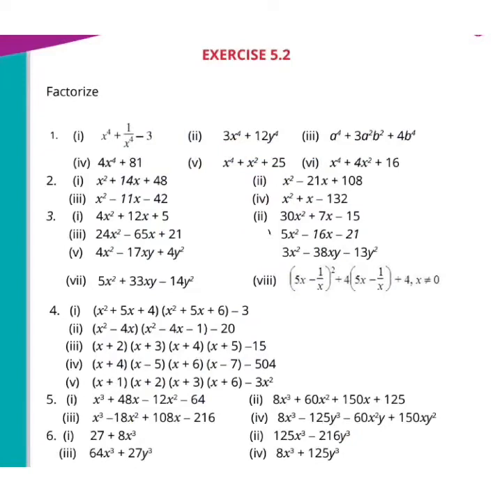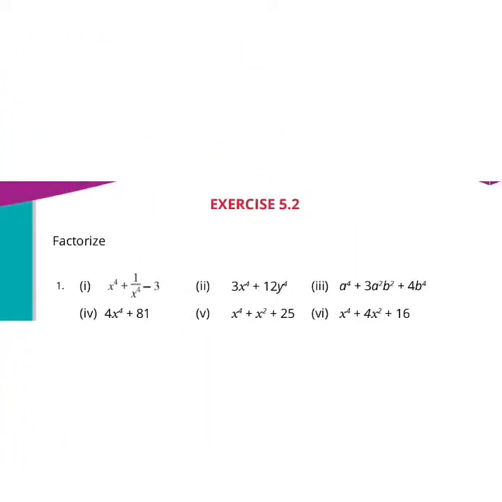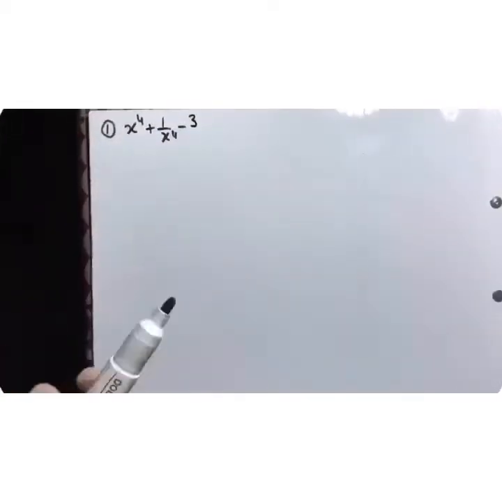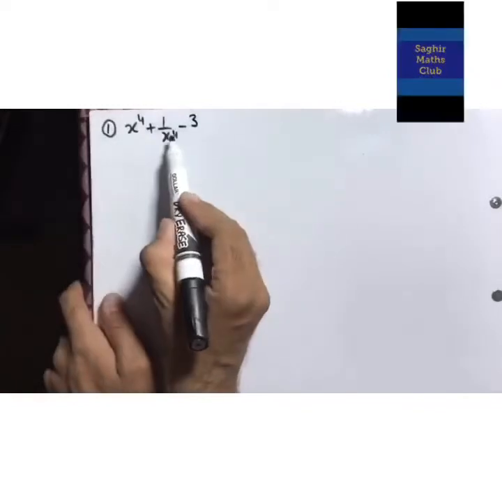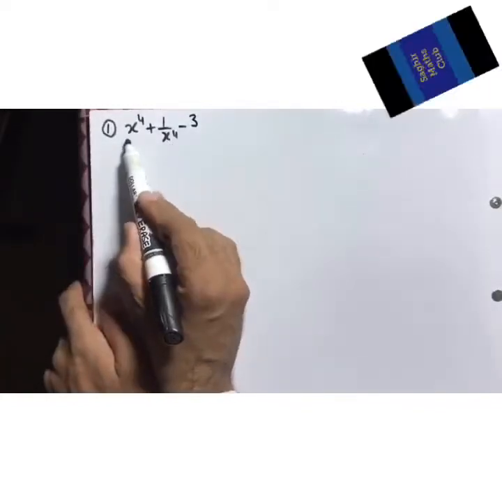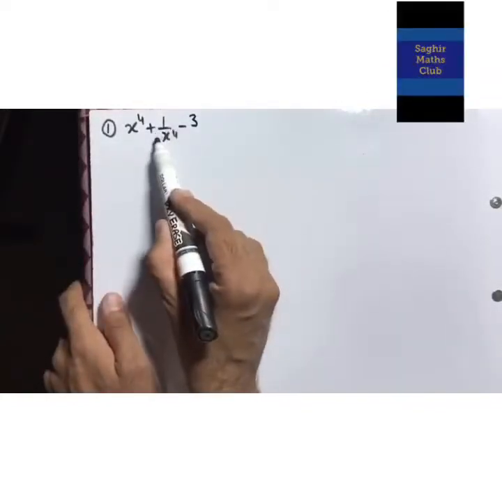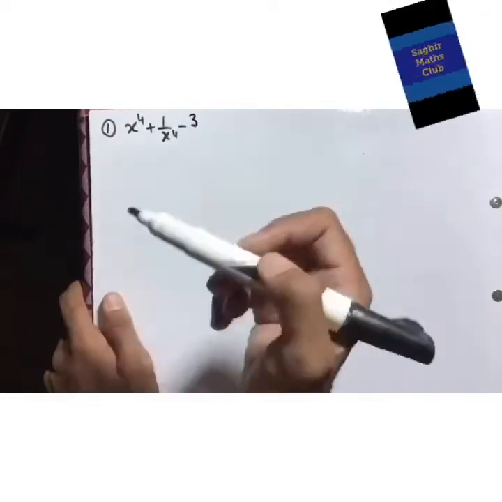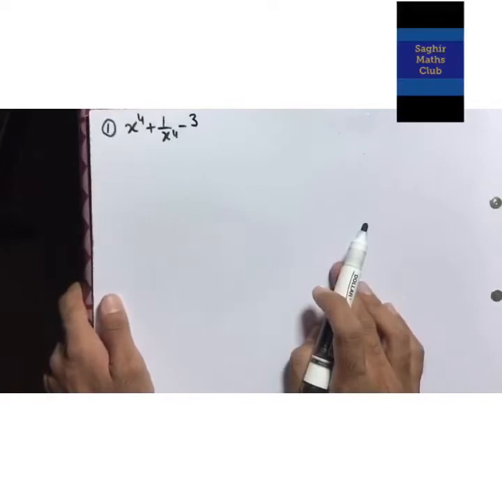Exercise 5.2. In question number 1 we have to factorize. Part 1 of question number 1 is x raised to power 4 plus 1 over x raised to power 4 minus 3. Now we solve it. We cannot take anything common from the first two terms. Also we cannot take anything common in the last two terms. So how can we factorize this?